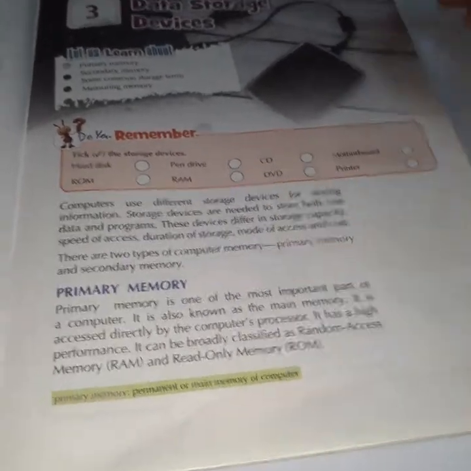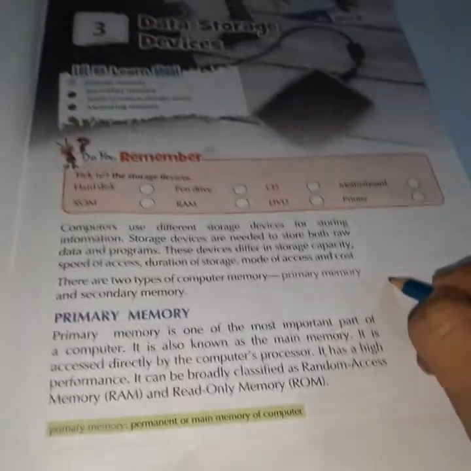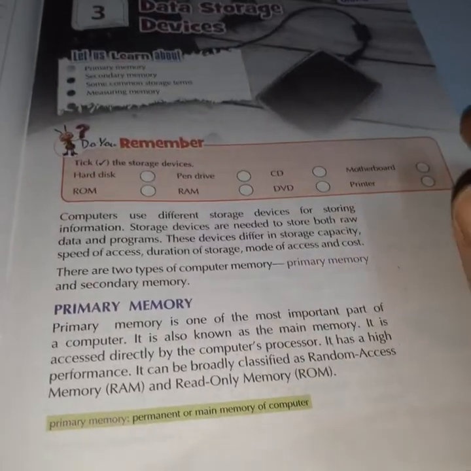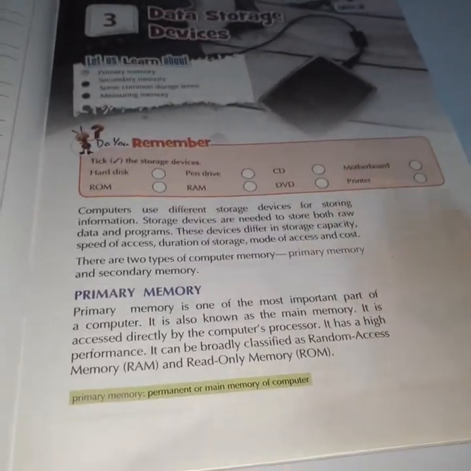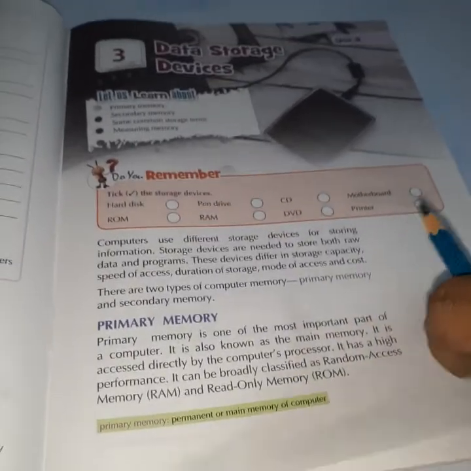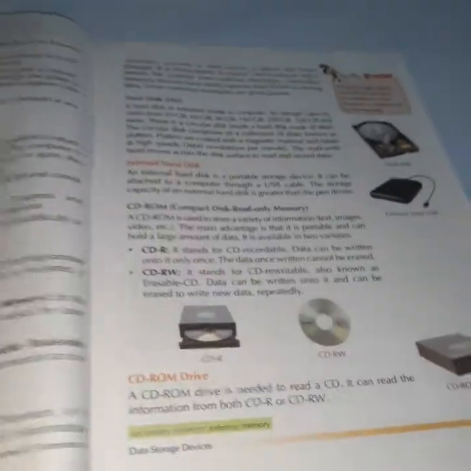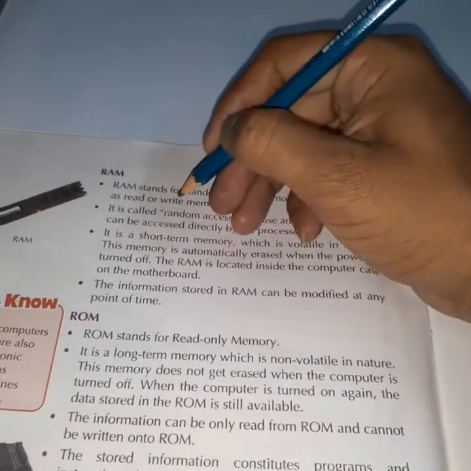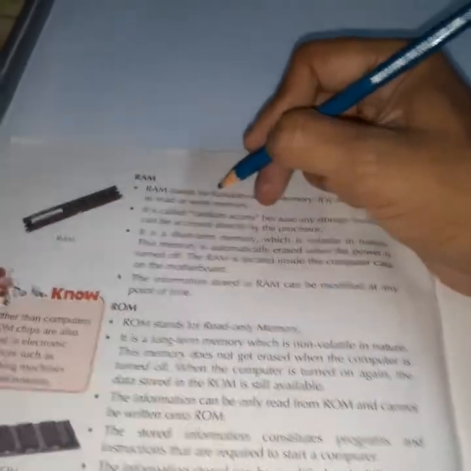It can be broadly classified into two categories. What are they? RAM and ROM: random access memory and read-only memory. Now what is RAM? This is a very important part, so you have to study these things.